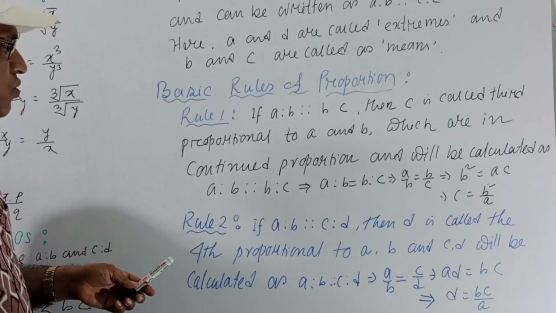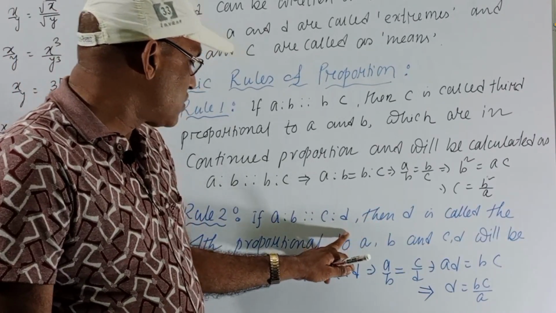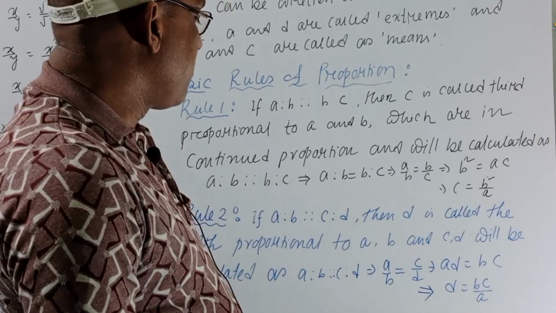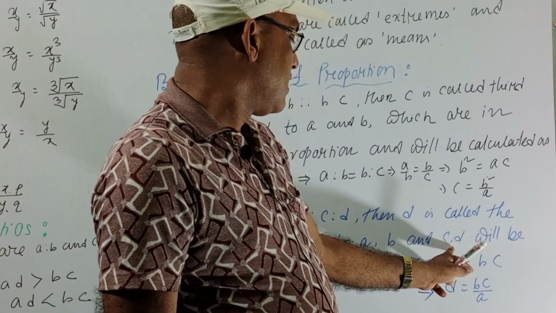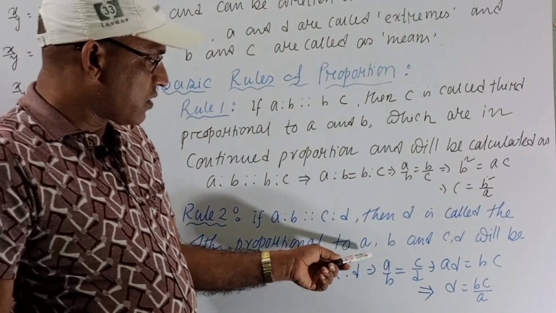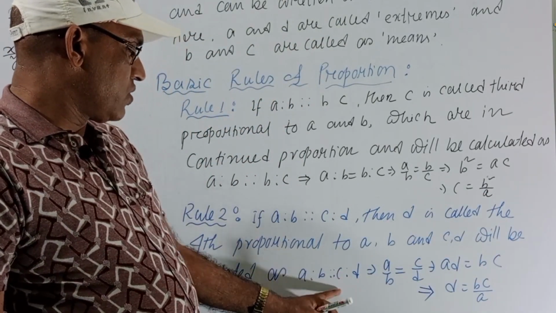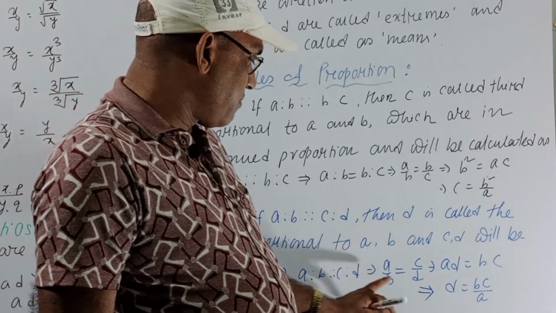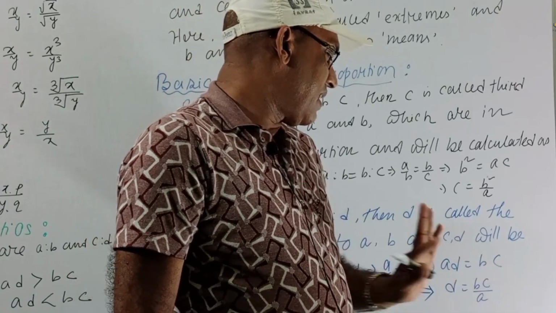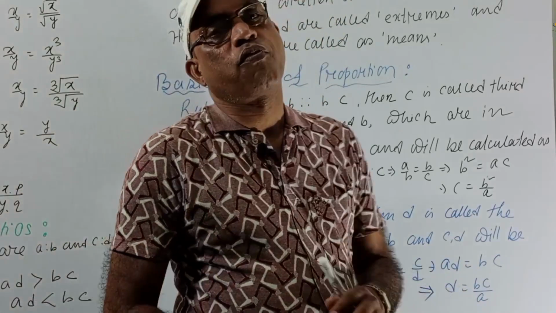Rule 2. If A is to B as C is to D, then D is called the fourth proportional to A, B, C. D will be calculated as A is to B as C is to D, A by B equal to C by D, and AD equal to BC, and D equal to BC by A. D equal to, A divide this side, BC by A. This D is called the fourth proportional.